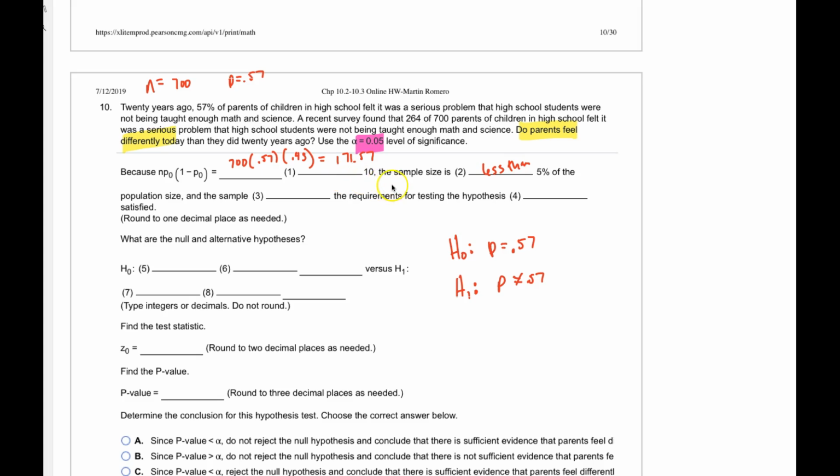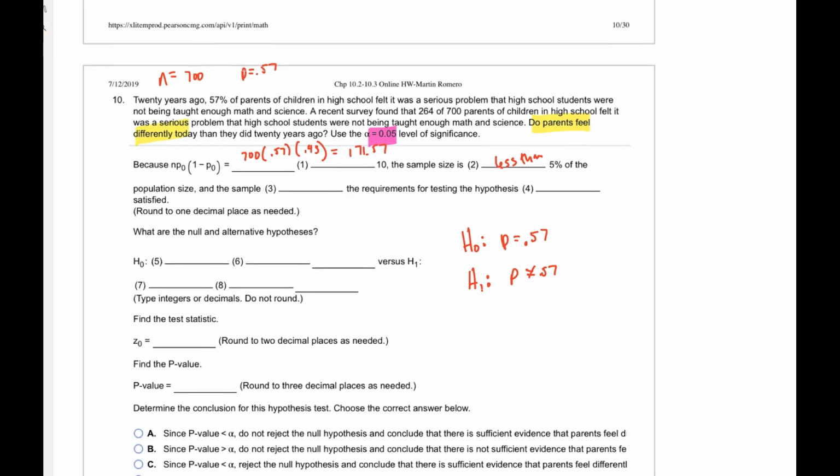So it is. Sample size is less than 5% of the population. Sample size here is 700. And we're assuming the population is kind of the United States population, which of course 700 would be less than 5%. And then what do we know about the sample? Let's look at those conditions real quick.